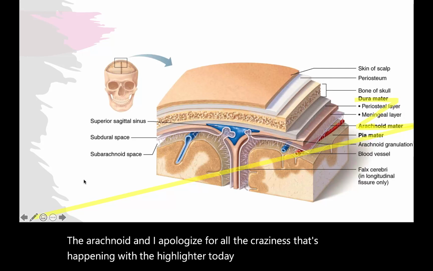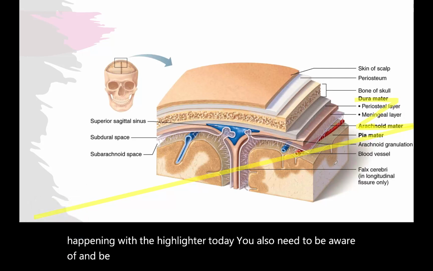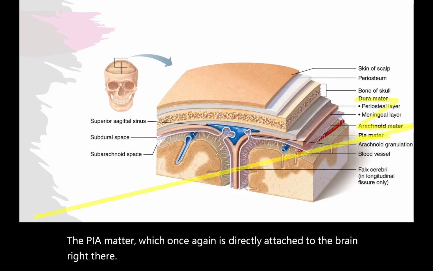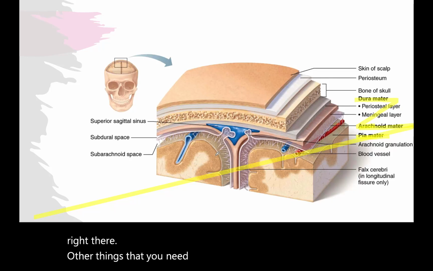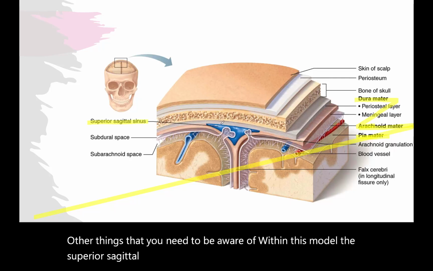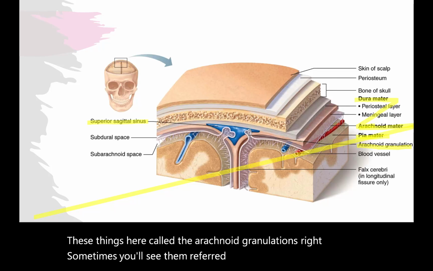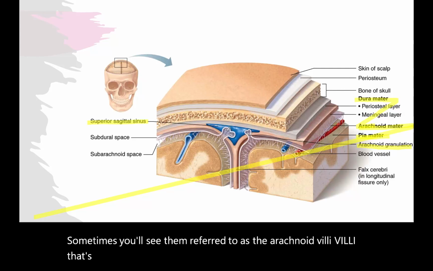You also need to be aware of and be able to identify the pia mater, right, which once again is directly attached to the brain, right there. Other things that you need to be aware of within this model. The superior sagittal sinus you need to be able to identify. All right. These things here called the arachnoid granulations. Sometimes you'll see them referred to as the arachnoid villi, V-I-L-L-I. But that's these little things that are right here.